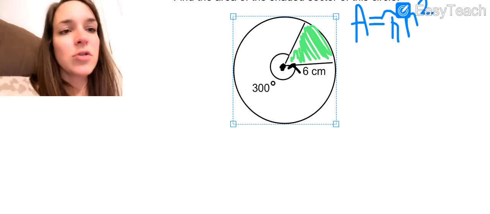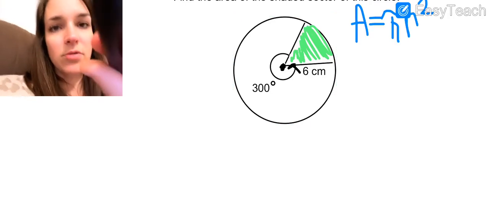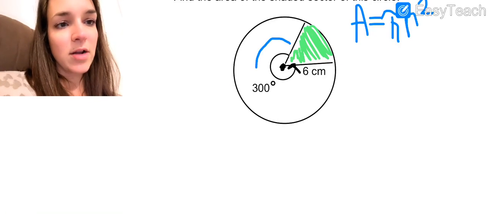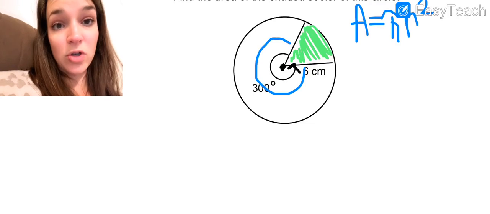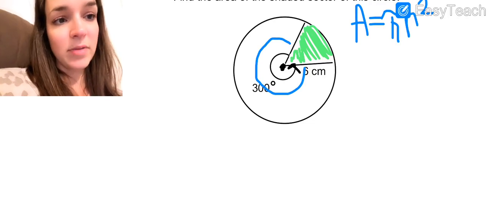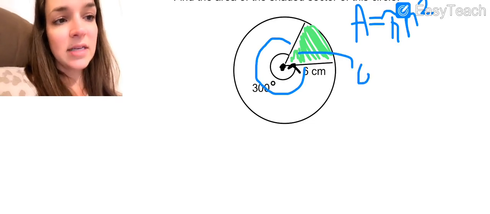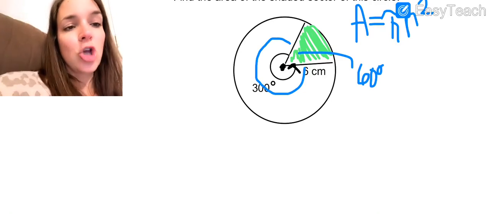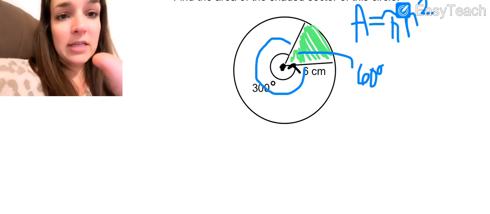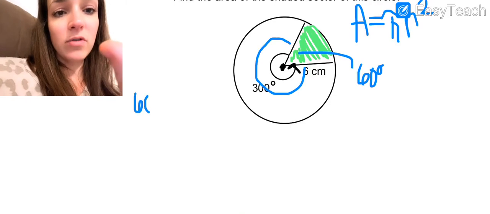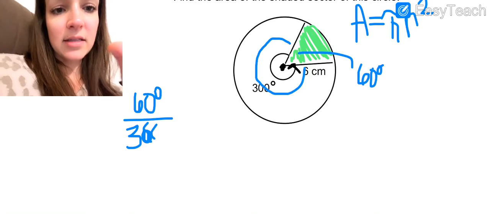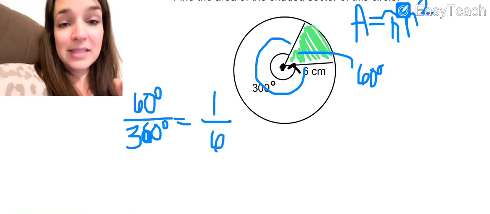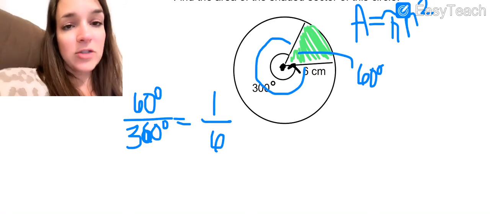Okay, so we know what the question says. So if I know that this whole section out here is 300 degrees, then that means my little piece of the pie, a whole circle being 360, so my little piece of the pie has to be 60 degrees, okay? So out of 360, 60 out of 360, if you simplify that, actually represents 1/6 of my circle.